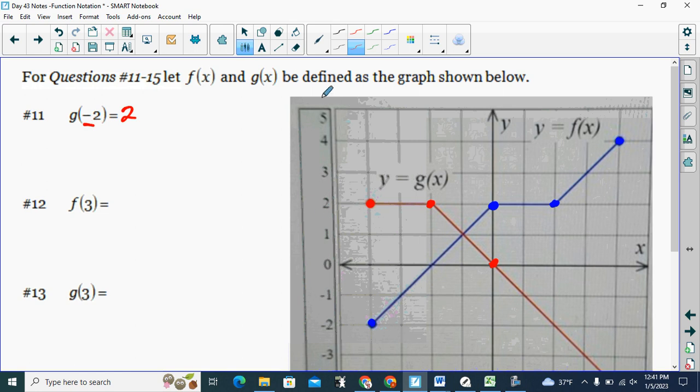F of 3. It's f, so we want the f of x equation, or the f of x graph, I guess. When x is 3, the f of x equation is 1, 2, 3. Has a y value of 3. G of 3. We're still going to x equals 3, but this time we want to know what is g of x. G of x is down, so negative 1 to negative 3.